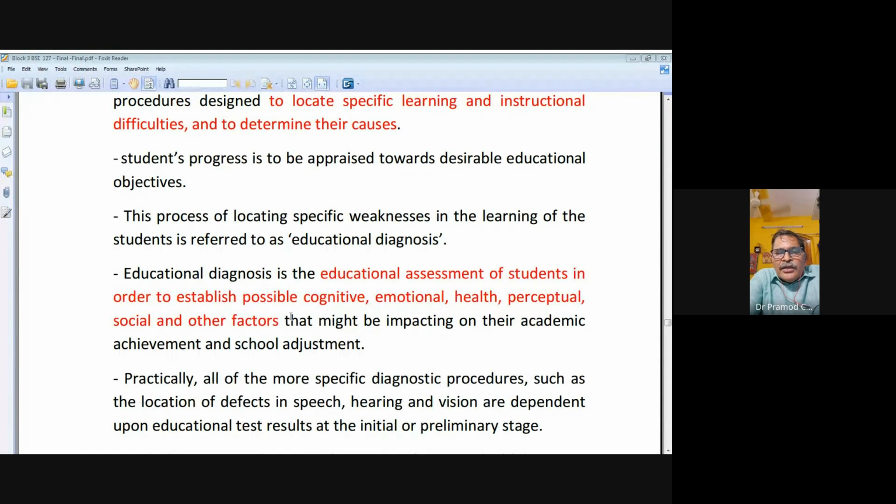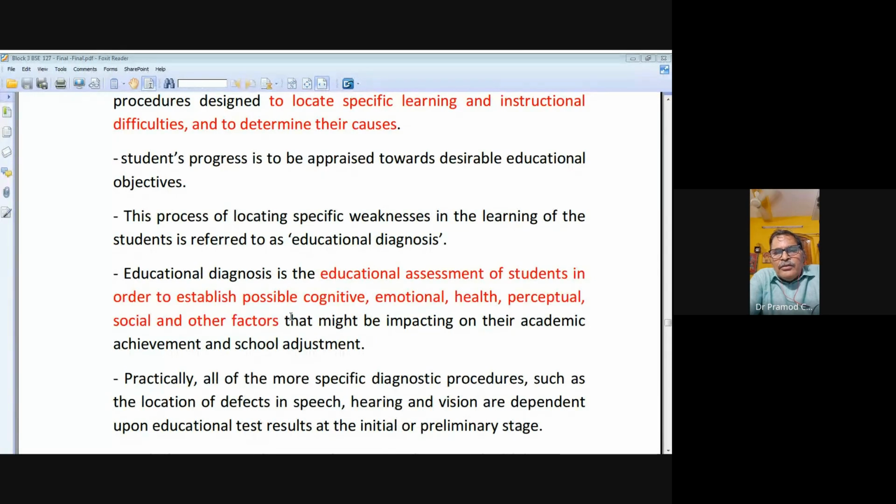When we are not in a position to read properly, then we are always considering the cognitive aspect. Emotional aspect is also there. Health is there, if you face some sort of disease. Emotional means if you are unstable.